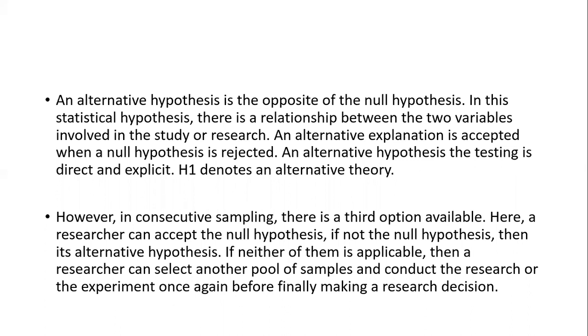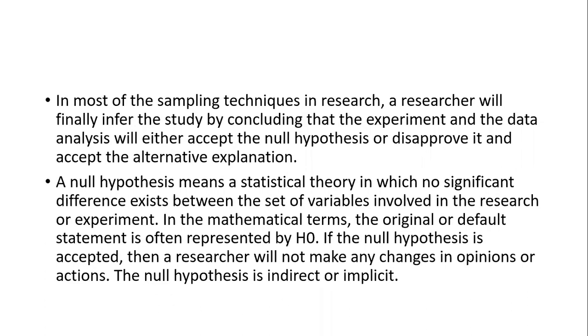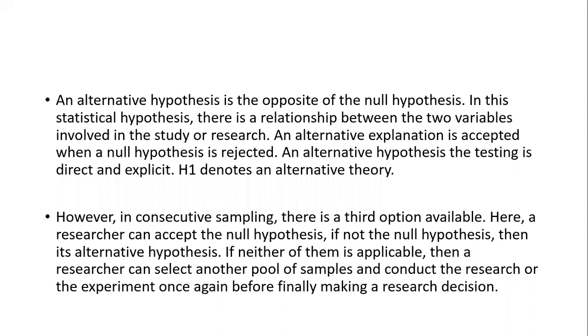An alternative hypothesis is accepted when the null hypothesis is rejected. For an alternative hypothesis, the testing is direct and explicit. H1 denotes an alternative theory. The first one we created is H naught, the null hypothesis. How is it null? Because there is no relation between the two variables. If there is no relation at all, it becomes null. If there is a relation between the variables we are studying, then it becomes the alternative, which is nothing but H1. That is the alternative hypothesis.